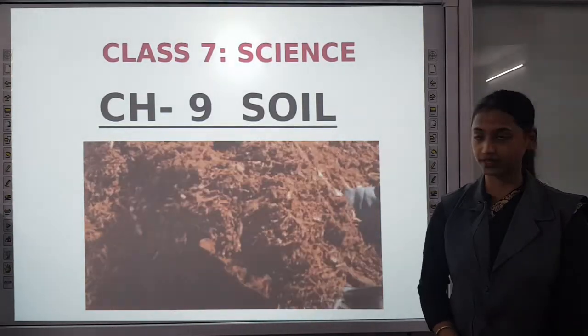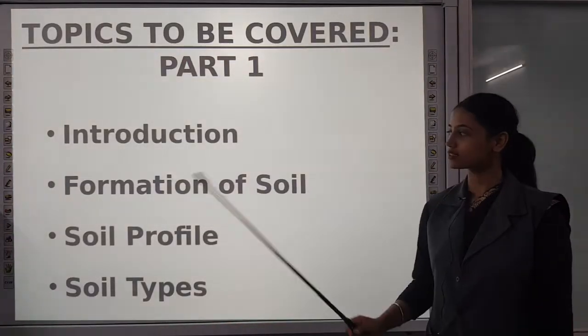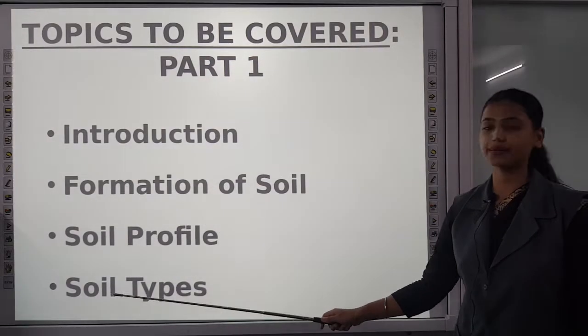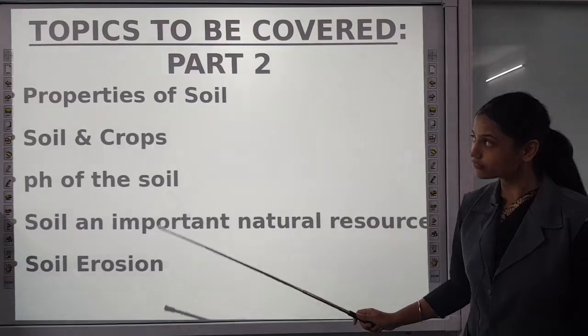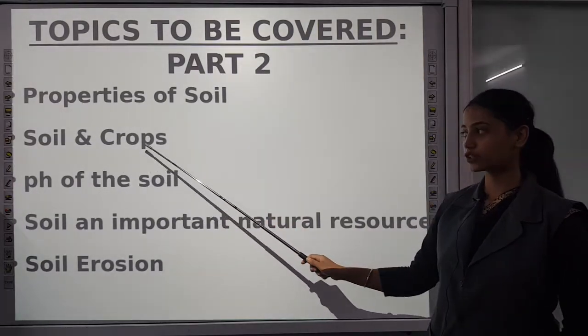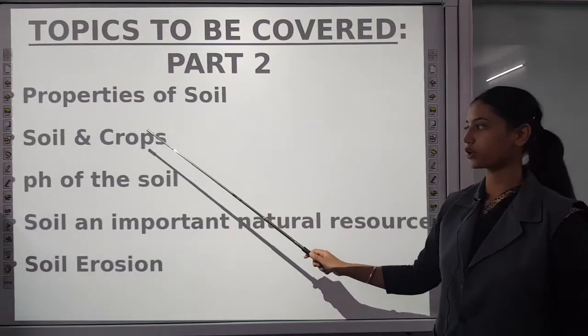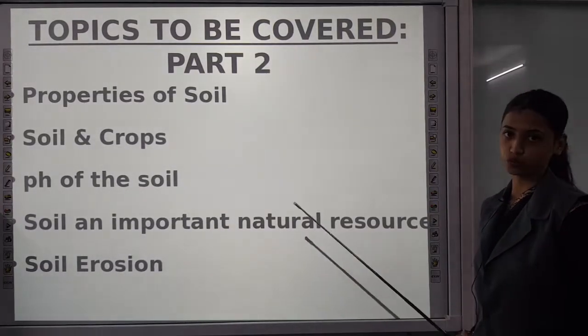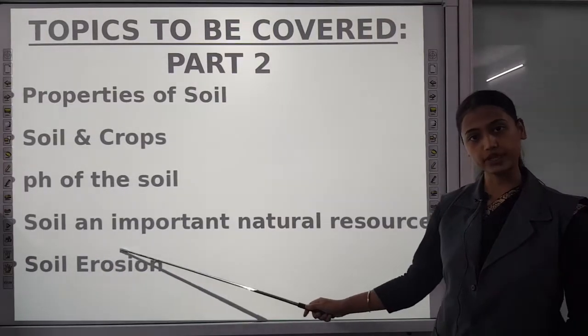Chapter 9, Soil. In the previous part we discussed the formation of soil, what the soil profile is, and types of soil. In this video we will discuss properties of soil, the crops grown in the different types of soil, the pH of the soil, soil as an important natural resource, and what soil erosion is.